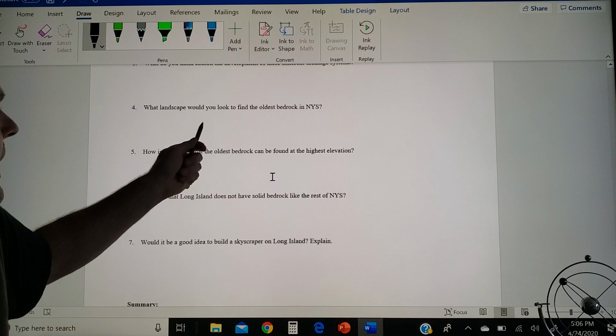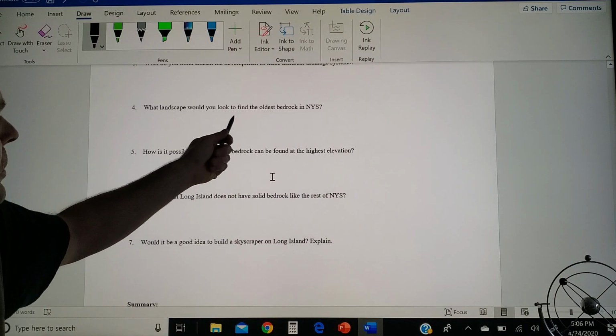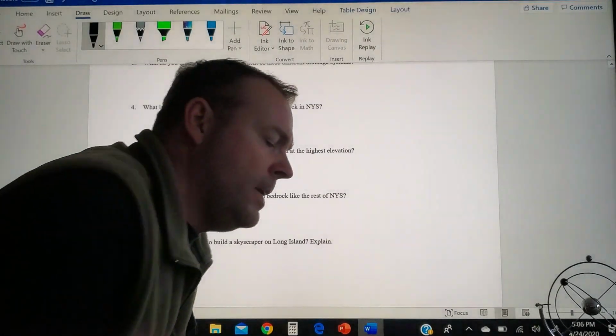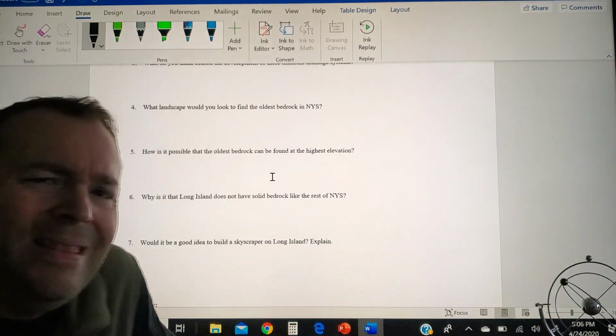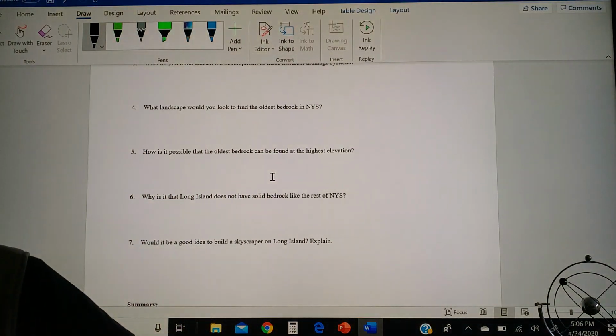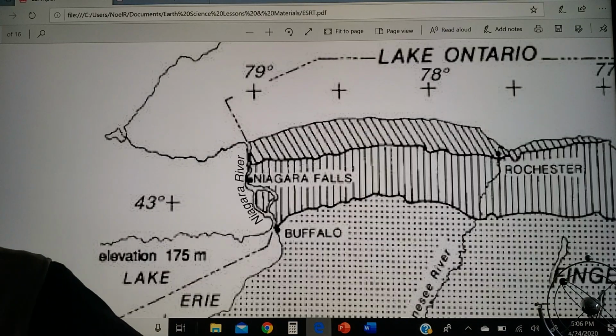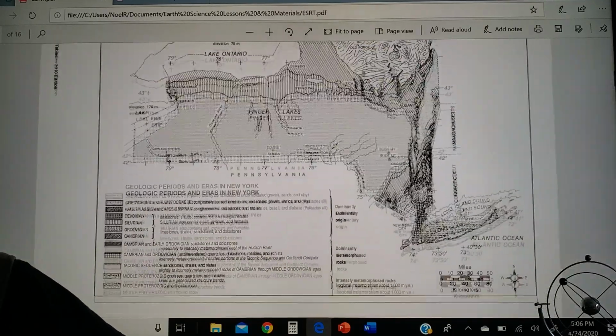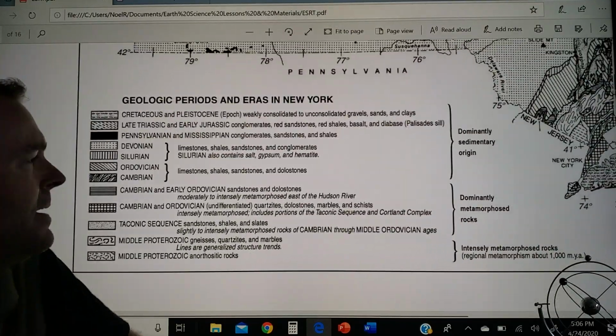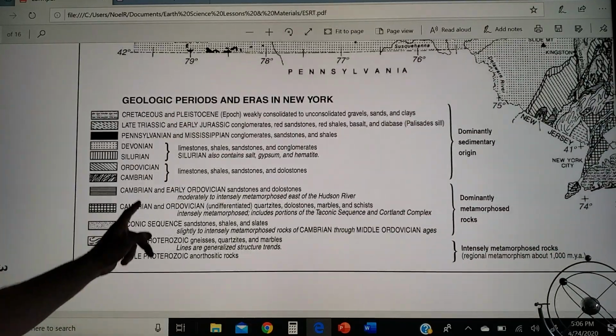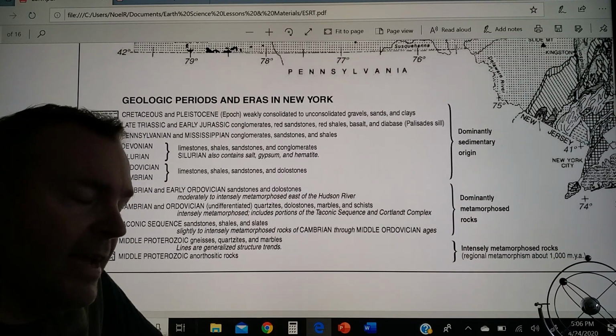Number 4, what landscape would you look to find the oldest bedrock? Well, how do you find the age of the bedrock? Well, go back to this chart. And a little tip for you, in this key, the further down you go, the older it gets.